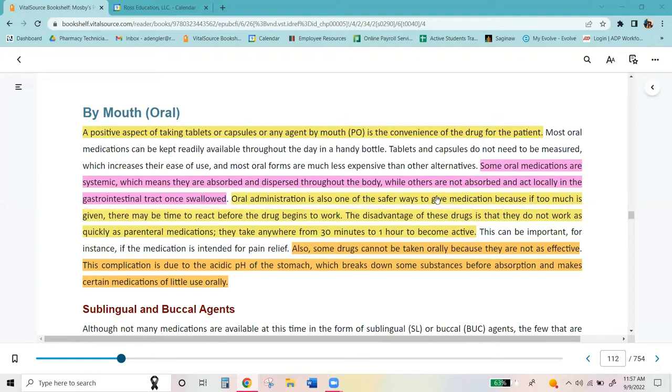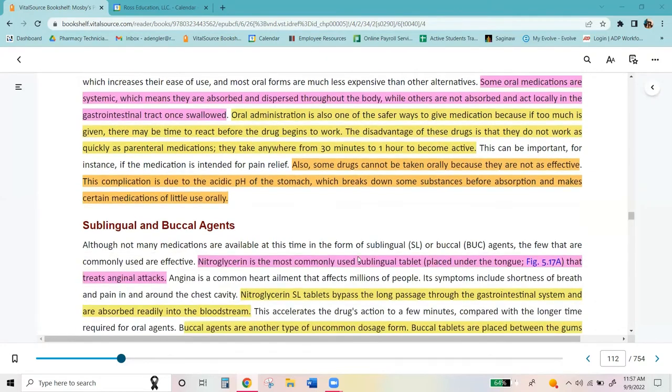The disadvantage of these drugs is that they do not work as quickly as parenteral medications. They can take anywhere from 30 minutes to an hour to become active. This is important, for instance, if the medication is intended for pain relief. Also, some drugs cannot be taken orally because they are not effective because of the acidic pH of our stomach, which we already kind of talked about previously in this chapter.